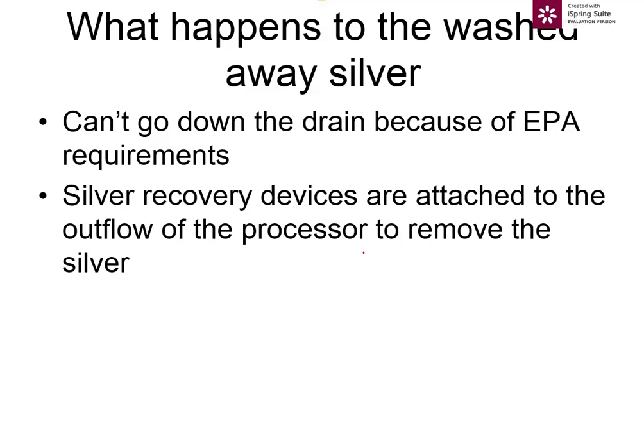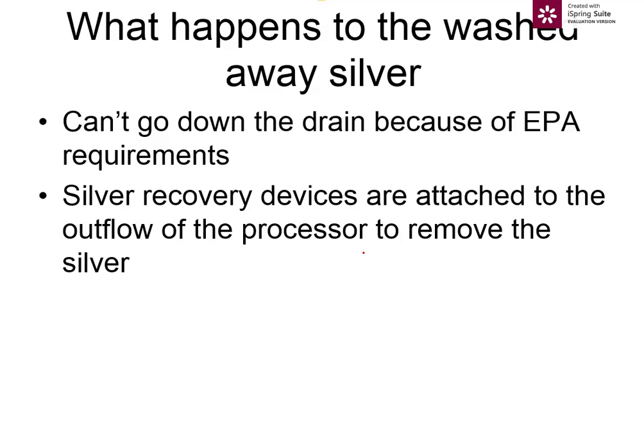Okay. Once you process, this is sort of miscellaneous, I think. Once you've processed the film, you had these chemicals, and these chemicals now had metallic silver, silver molecules in them. The EPA had regulations that said you could not dump these heavy metals like silver into the water supply.